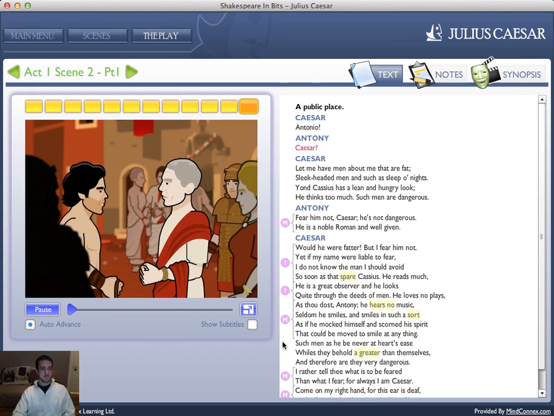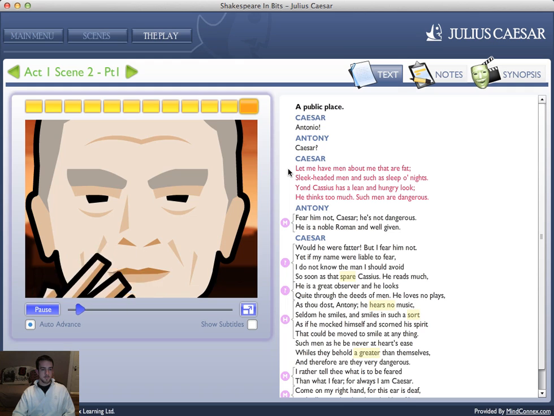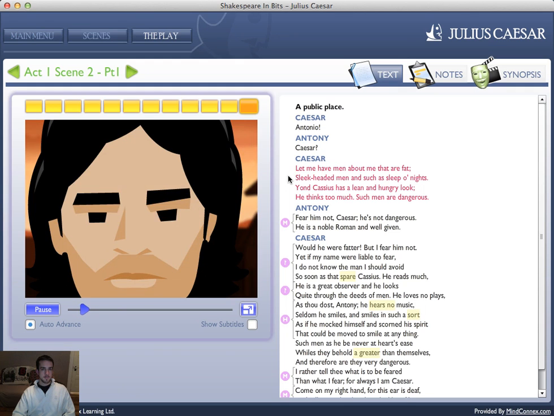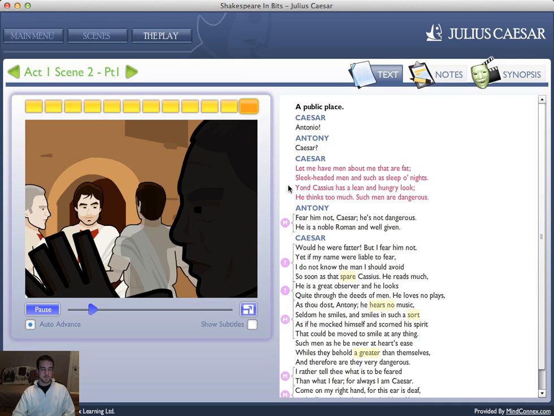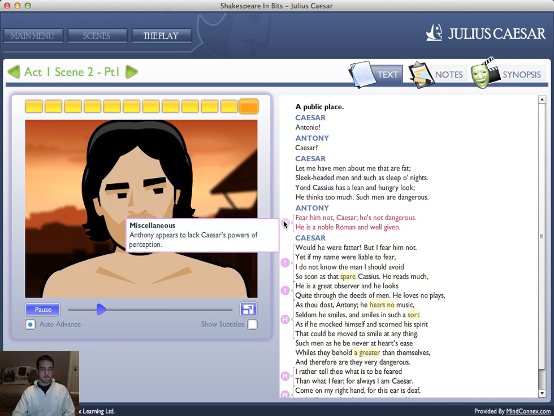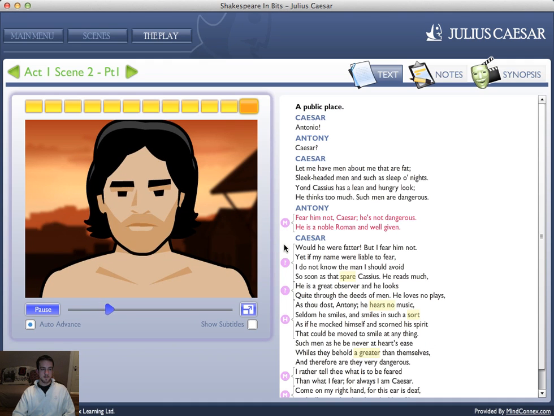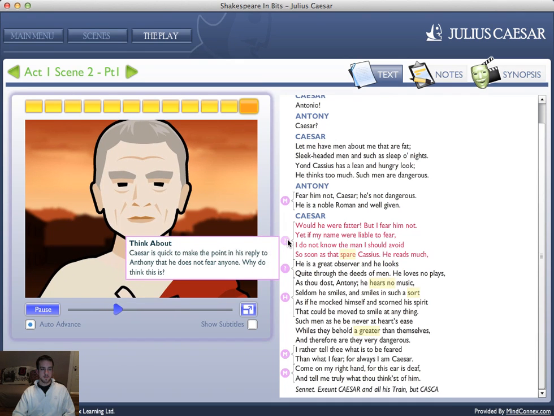Antony. Caesar, let me have men about me that are fat, sleek-headed men, and such as sleep o' nights. Yond Cassius has a lean and hungry look. He thinks too much. Such men are dangerous. Fear him not, Caesar. He's not dangerous. He's a noble Roman and well given. Would he were fatter. But I fear him not.